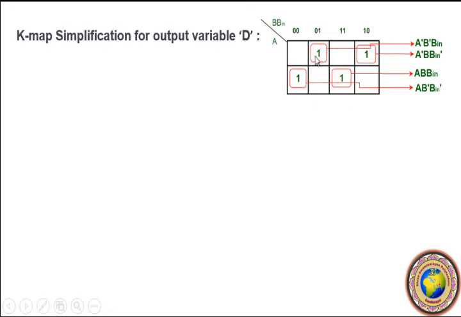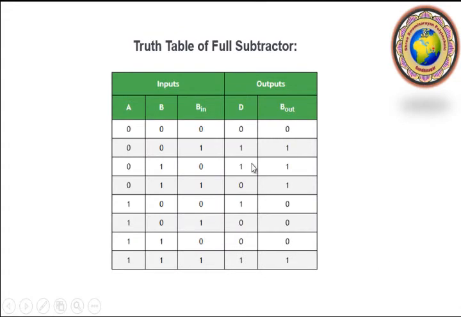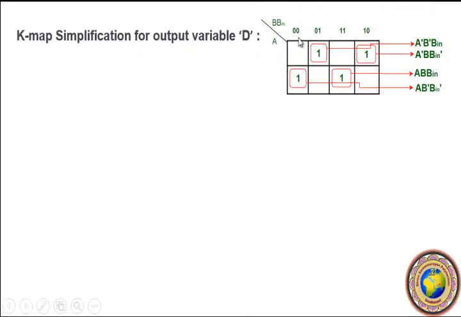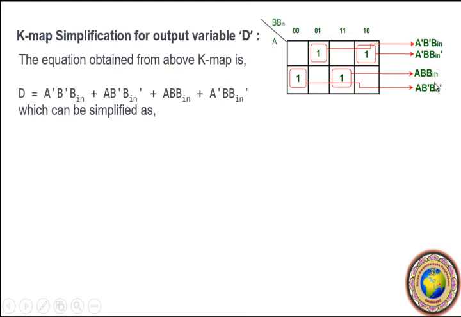So we put 1 in four cells. Why? Because the output is 1 for the combinations 0 0 1 and 0 1 0, and also 1 0 0 and 1 1 1. These 4 combinations show output 1 in the truth table. So all 4 are put here, and as we know, we get the equation from this Karnaugh map.